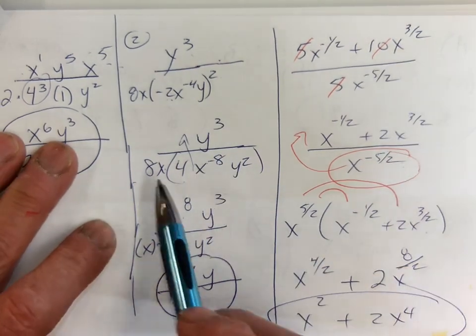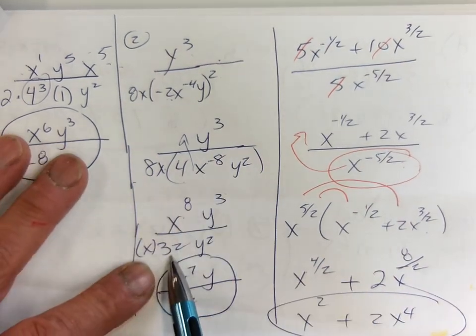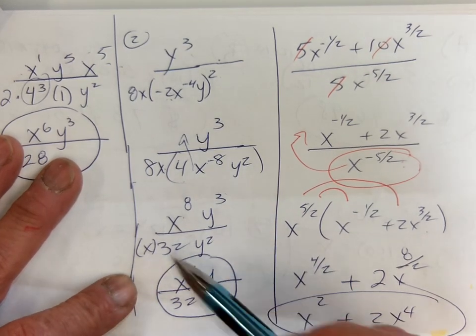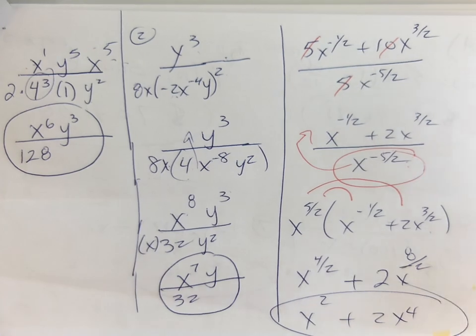I knew that this was 8 times 4 is 32. And then I cancel some y's. I got one y, so cancel some x's and got just x to the 7th, okay?